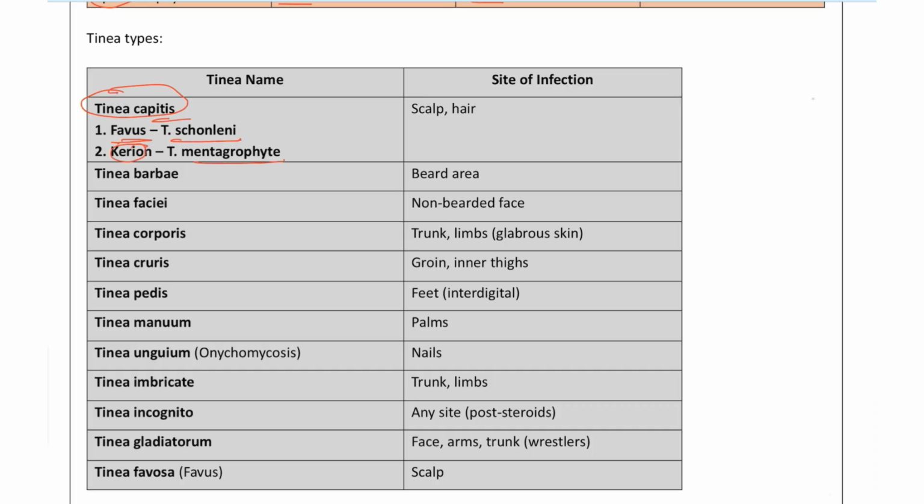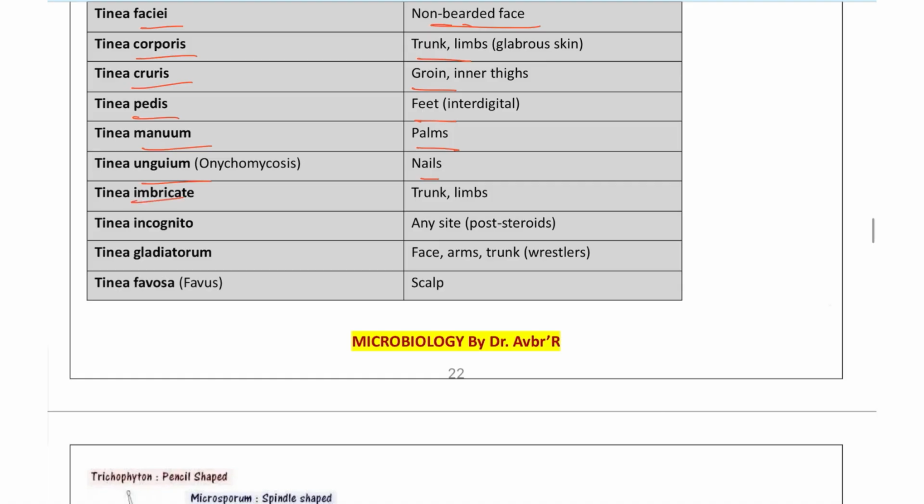Capitis means the scalp, barbae is the beard, faciei is the non-bearded face, corporis is the trunk or the body, and cruris is the groin region, pedis the foot, manuum the palms, unguium the nails, and imbricata is the trunk and the limbs, incognito any site, those who are using steroids, gladiatorum is on the face and arms, especially in wrestlers, and favosa is on the scalp.